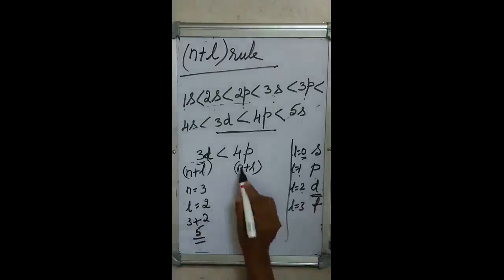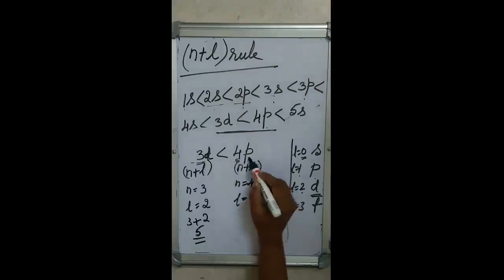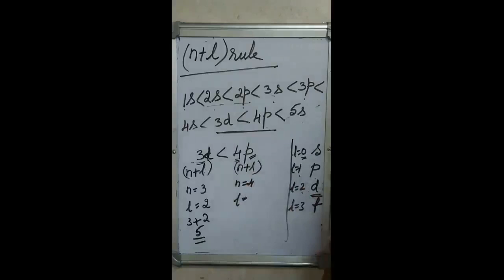Now in this case, what is the value of n? That is 4. And which subshell is present? P subshell is present. What is the value of L for a P subshell? It is 1. So 4 plus 1, what is the answer you got? 5. In both cases, the n plus L value is the same.